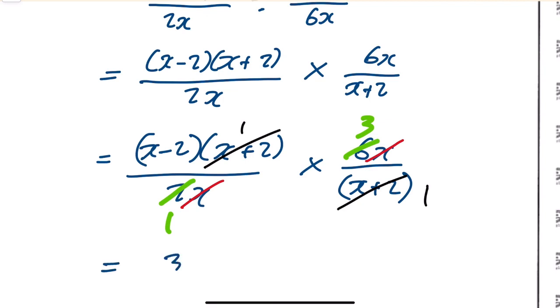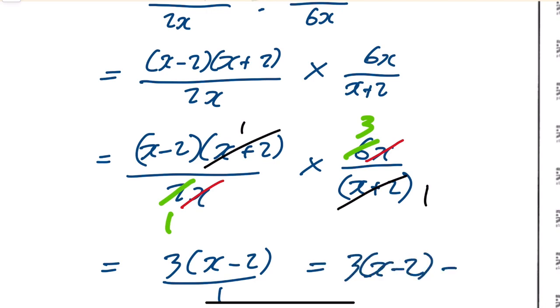Multiplying along the top, I'll have 3 times x minus 2. Multiplying on the bottom, I'll have 1. And that's just the same as, well, you could just leave it as that, 3 times x minus 2. Or you could multiply it out to give you 3x minus 6. But I think that's probably just as good as any.